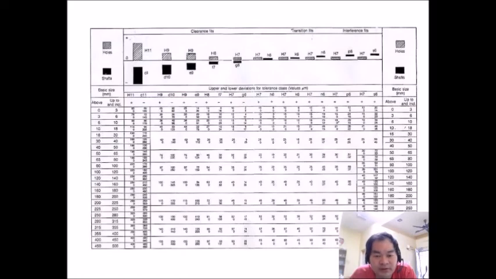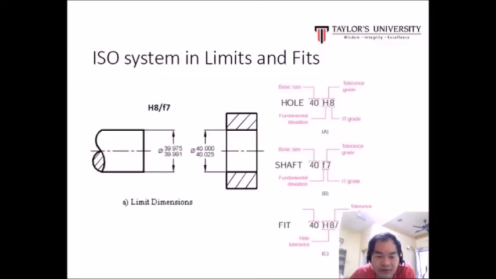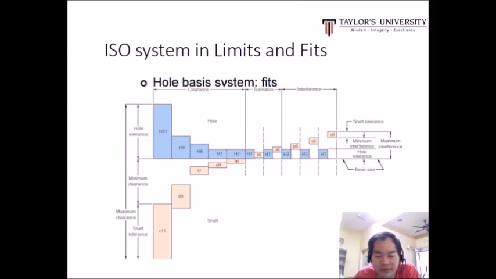By referring to this table, let's say we want a clearance fit with H8 for the hole and F7 for the shaft. Let's look at the example. H8 is for the hole and F7 is for the shaft. This is how we do the clearance fit according to the table. The 40 here for the hole is the basic size, and H8 is the tolerance grade. For the shaft, 40 is the basic size, and F7 is the tolerance grade. This is the graph for the ISO standard in limits and fits.